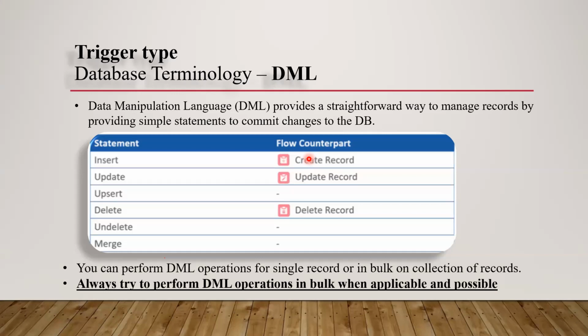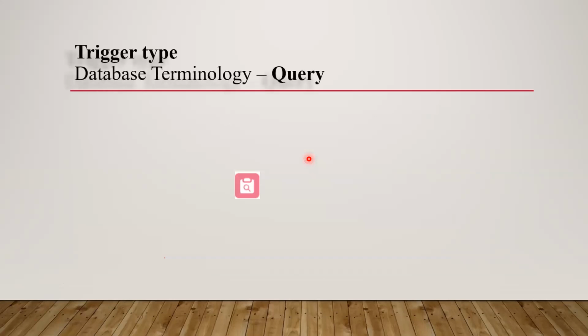Even though you want to make changes, or you want to keep these DML operations on one record, write your Flow or your Apex class in such a way that it can handle many records or multiple records. So these are some of the best practices that you need to keep in mind. Now, the next important terminology that I will tell you about is query.